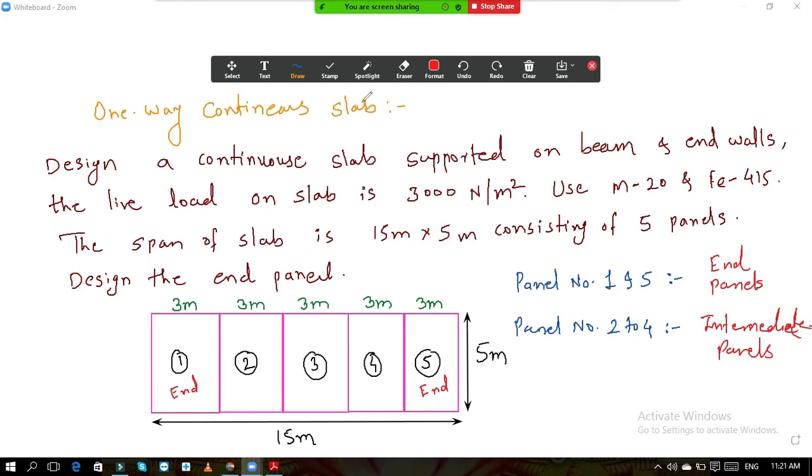So now what they have told us is, design the end panel. End panel means either you should design panel number 1 or panel number 5. In short, whichever panel you design, near about the same steel will be there in each and every panel because all are having equal spans. I hope now this diagram is clear to you.